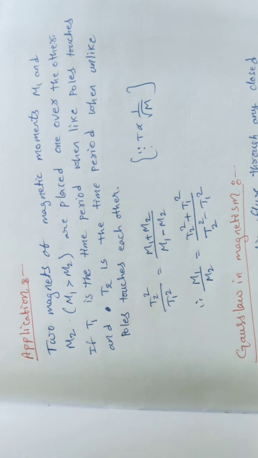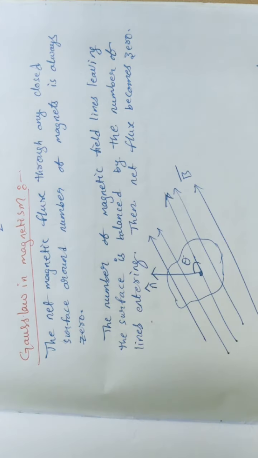Then we will go for Gauss law in magnetism. Before starting Gauss law, students, I want to discuss magnetic flux. The total number of magnetic field lines coming out normally through a unit north pole of a given magnet is called magnetic flux.